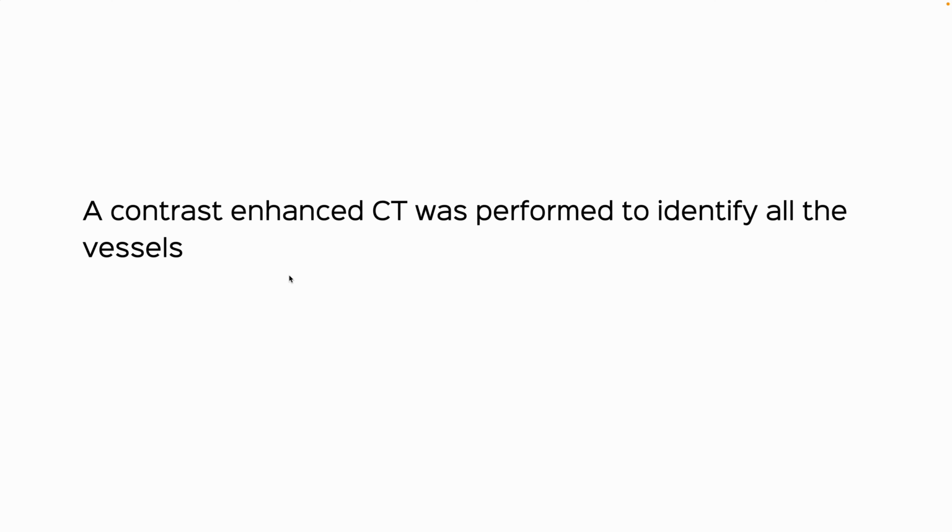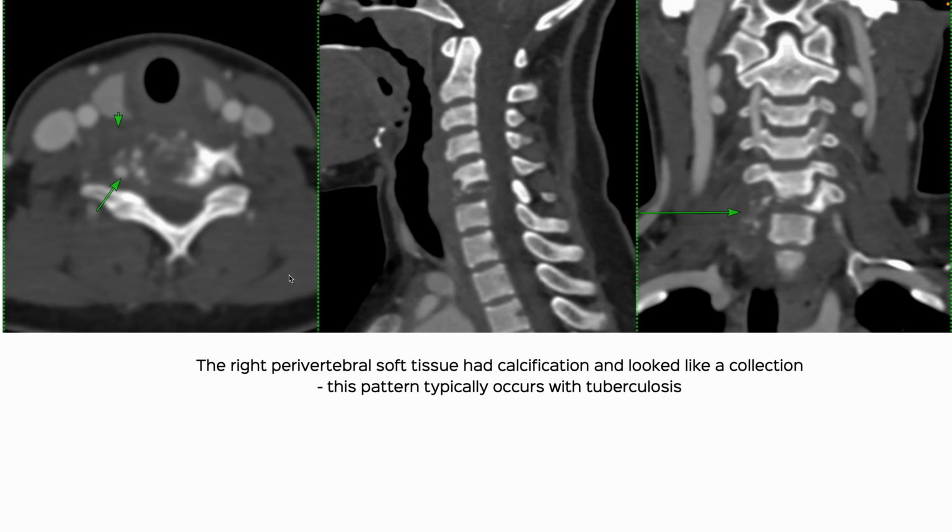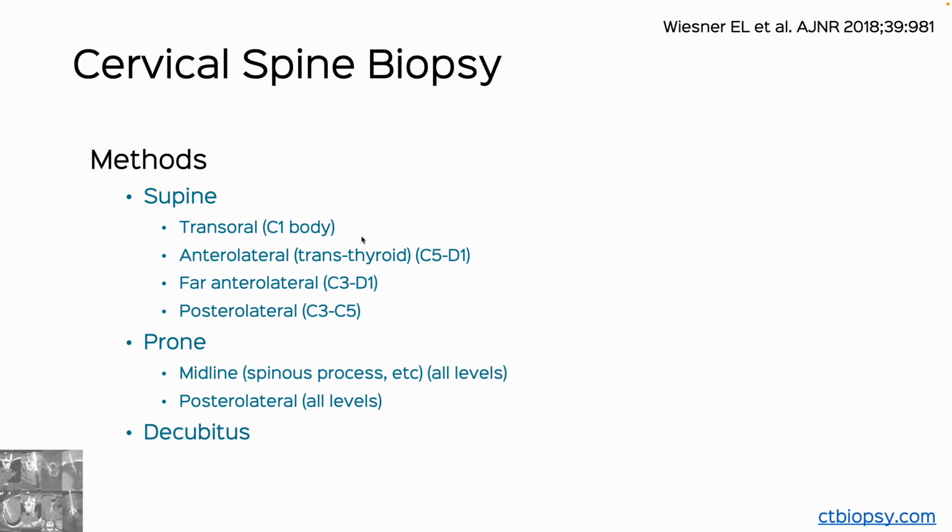And so I did a contrast enhanced CT to identify all the vessels, at which time I saw that this was a perivertebral collection. There was calcification, and this pattern not only is suggestive of infection, it's typically seen with tuberculosis.